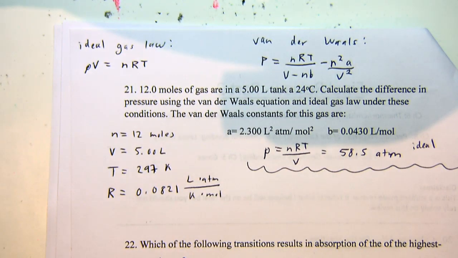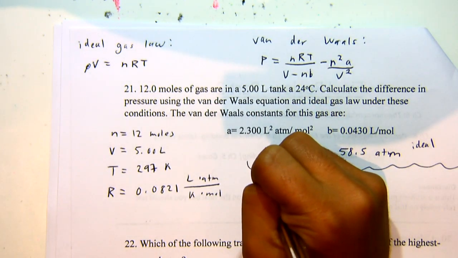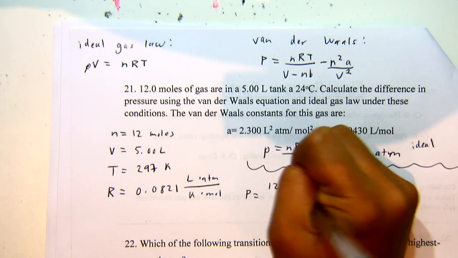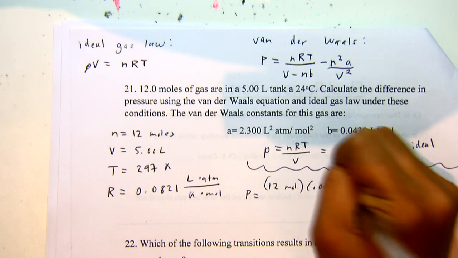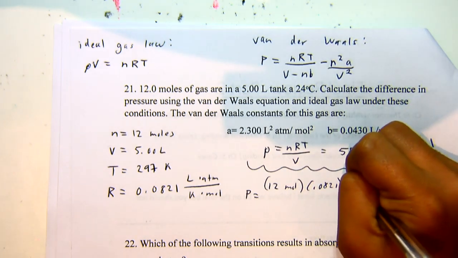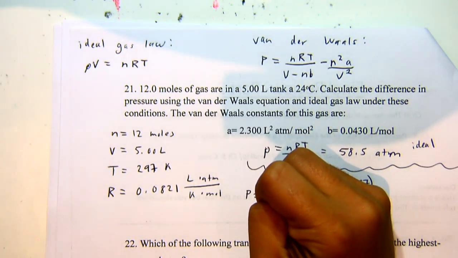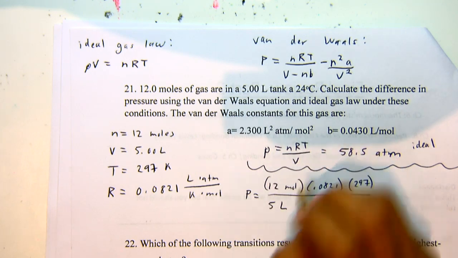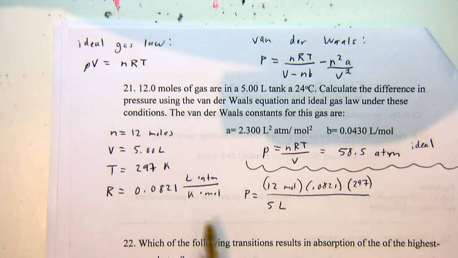You're going to insert the appropriate units. And this one I'll go ahead and show you guys how you insert it. So this is going to be 12 moles times 0.0821 times the temperature in kelvins, which is 297, over now volume again, 5 liters. And that's also a big important point. Our volume is going to be in liters, not in milliliters, because of our constant. If you're ever confused of what units you should be in, just always go back to your constant and look at what units they're using.